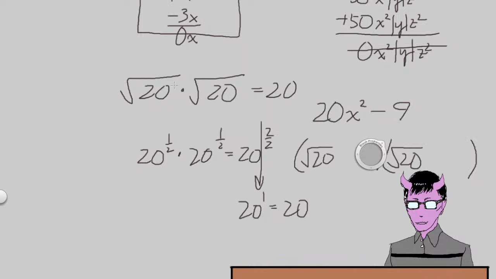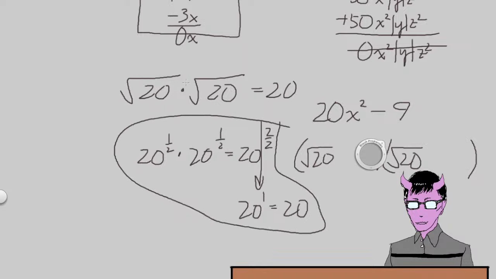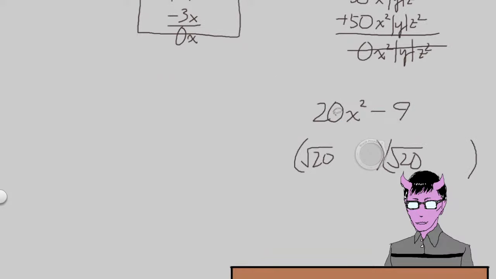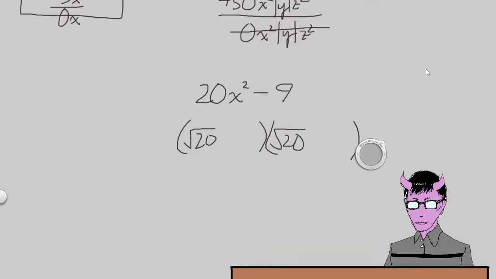Anyway, that's the reason why you have rad 20 times rad 20 giving us just plain old 20. It's for this precise reason, but a lot of people forget that you could just change this into fractional exponents. Or they take it for granted, I should say. All right. This is a side tangent just to explain why this one times this one gets back to 20.